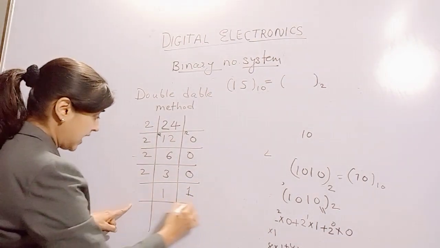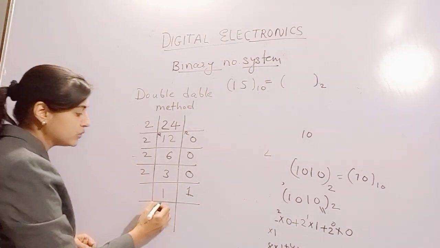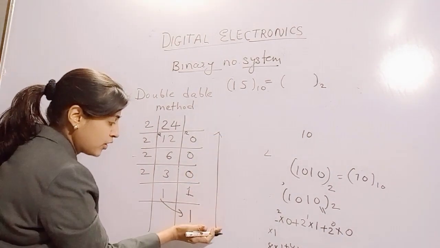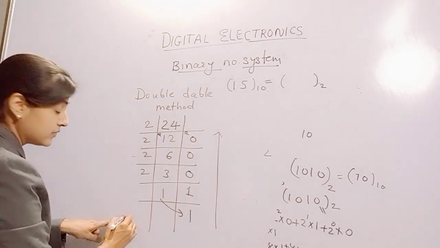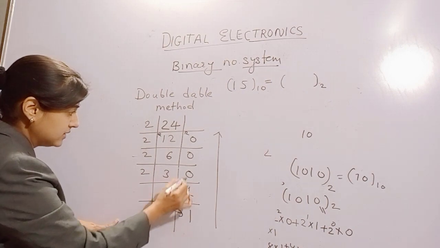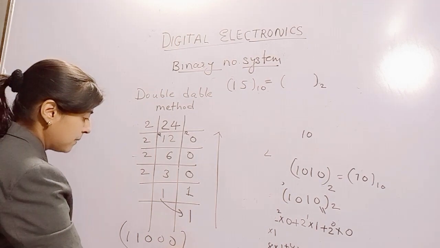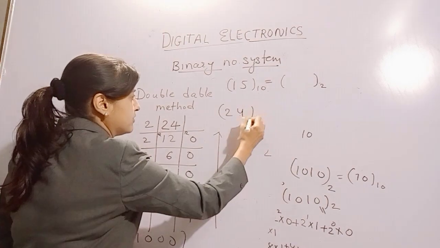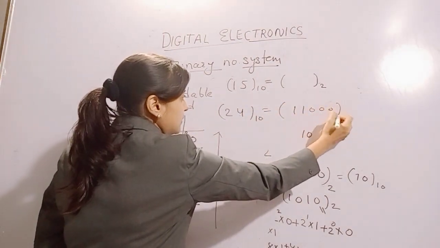Right? Now we have to keep on dividing until we get 1 as the quotient, because now 1 cannot be divided by 2. We have to shift it here. And then the last step is to go from bottom to top and take the sequence from bottom to top. So the sequence will be 1 1 0 0 0. This is the binary equivalent which we have got for the decimal number 24. So we can represent it this way, 1 1 0 0 0.